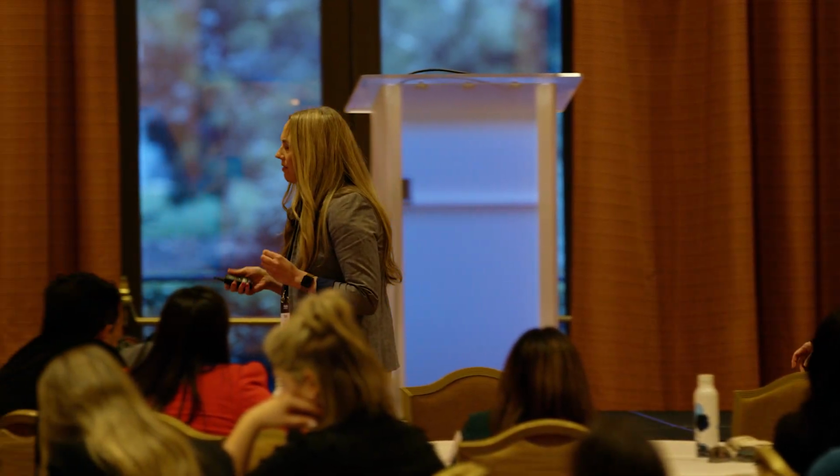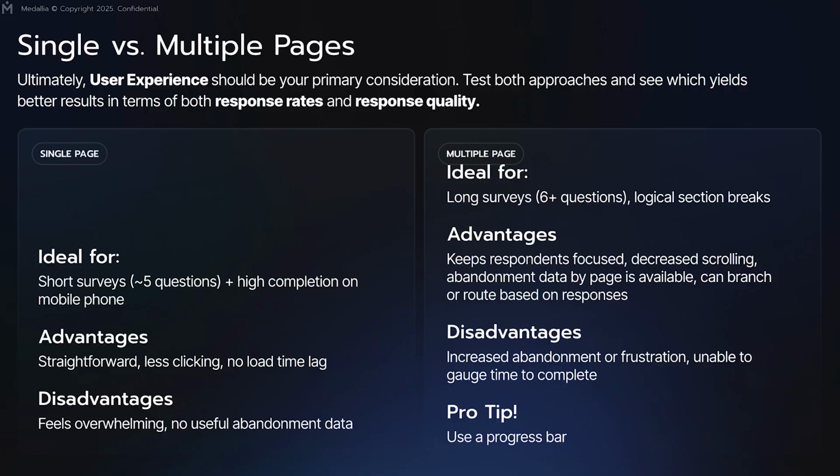Perfect. So we're going to talk about some of the little details now. So the first one's going to be, should I put all of my questions on one page or should I break it up over multiple pages? And this is all going to be about user experience. We, remember, are designing surveys for the people that take them. So we want you to think about this.